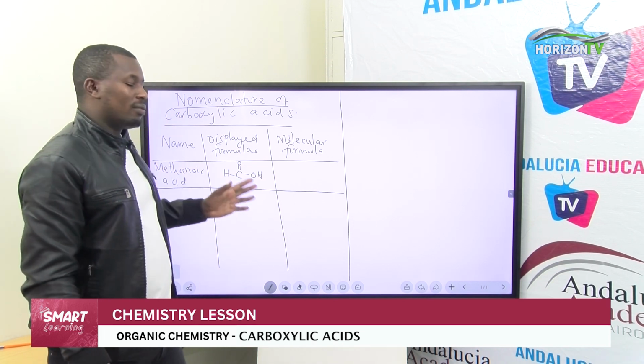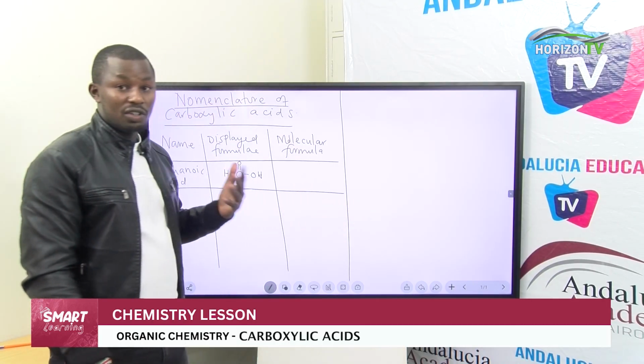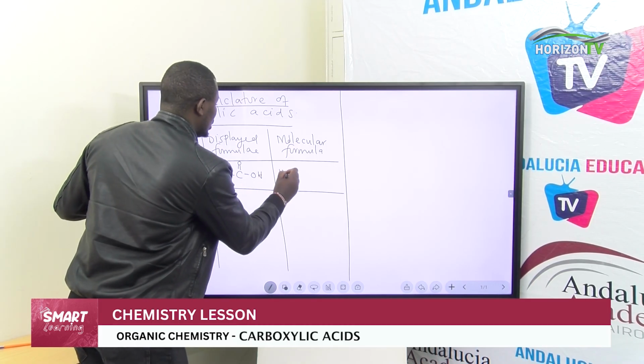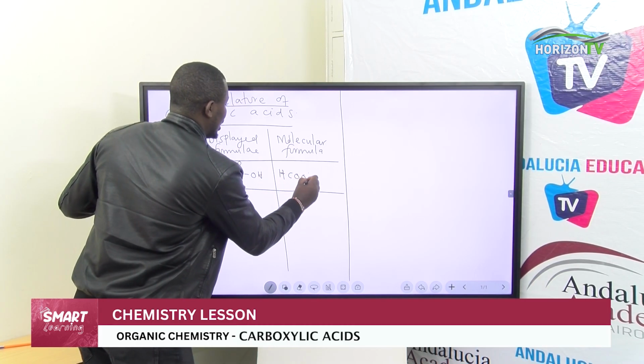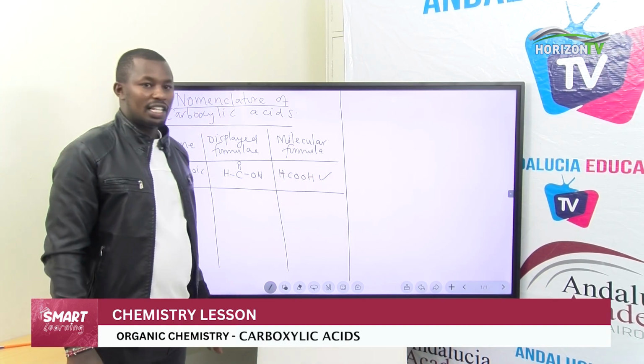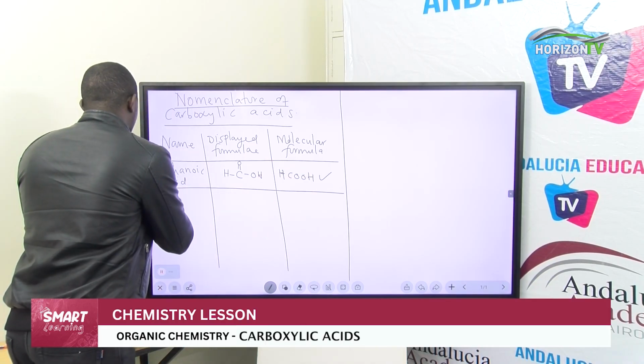From the displayed formula, we can easily find the molecular formula of methanoic acid. We have only 1 hydrogen, we have carbon, 2 oxygens and hydrogen. That is what we call the molecular formula of methanoic acid. We can go to the second member, that is ethanoic acid.